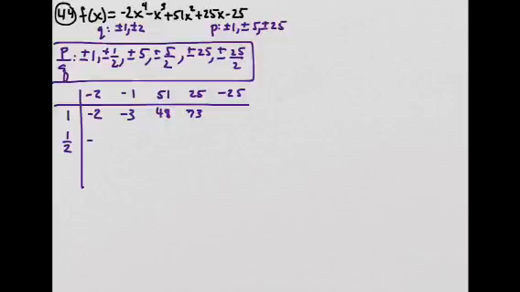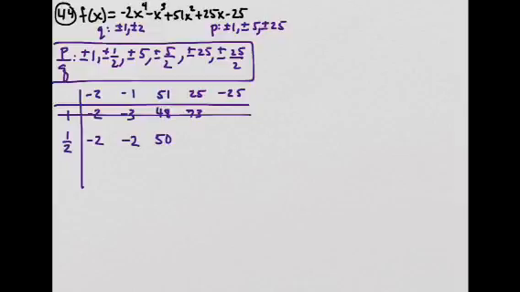You bring down the negative 2. Okay, so we saw that this line did not work. And so negative 2 times a half, or half of negative 2, is negative 1. We combine it with a negative 1 up here, so negative 1 and negative 1 is negative 2. And then half of negative 2 is negative 1. We combine it with the 51, that gives us 50. Half of 50 is 25.